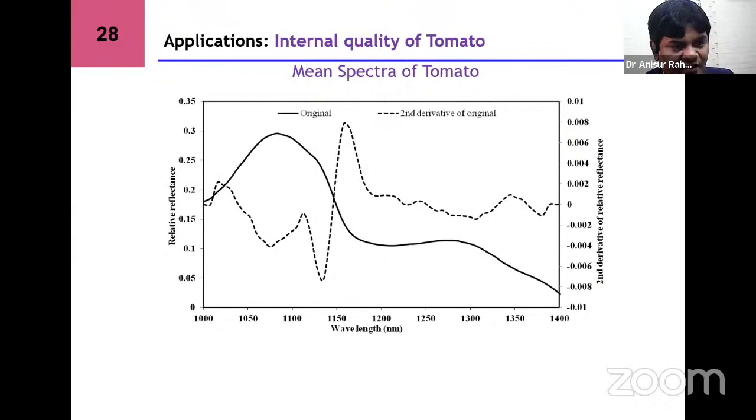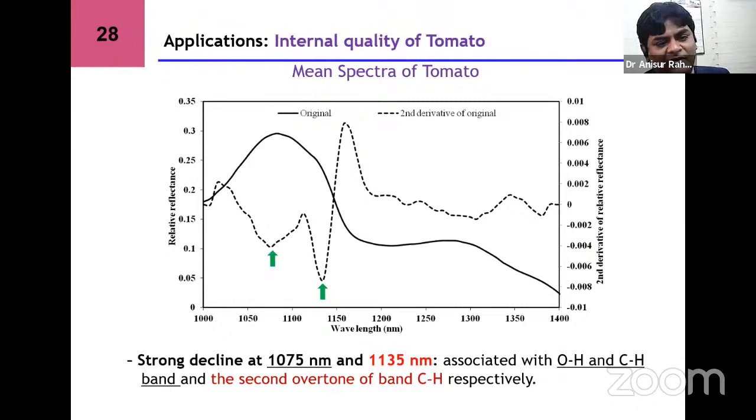Relative reflectance. Here we can see some peaks, and below is the strong decline, at 1700 and 1130 nanometers. We associate these with the OH and CH bands and the second overtone band of CH. This is the spectroscopy: some molecules have some absorption bands. So here we can get the OH band, the water band, the CH band. You can get the overtone peak from here.